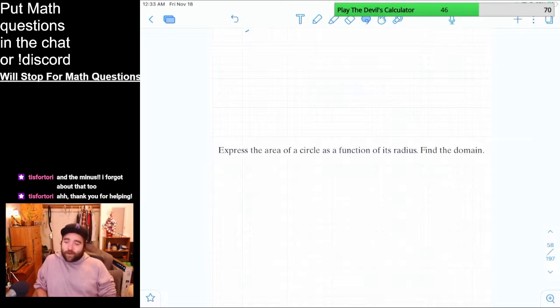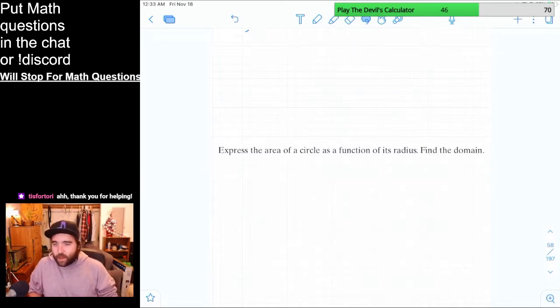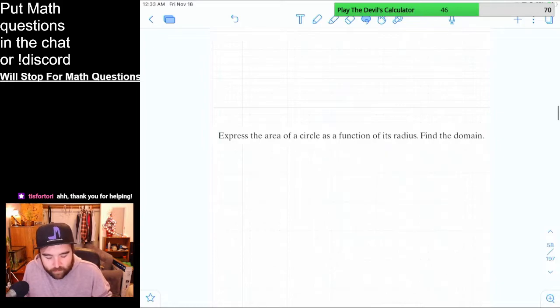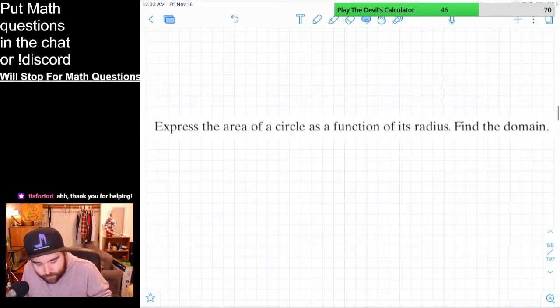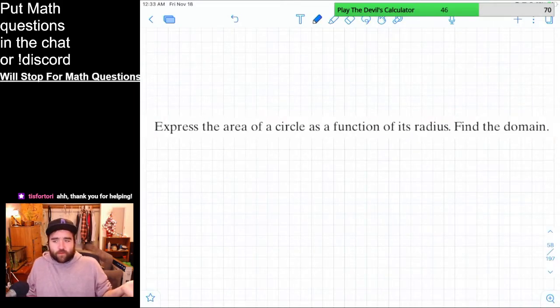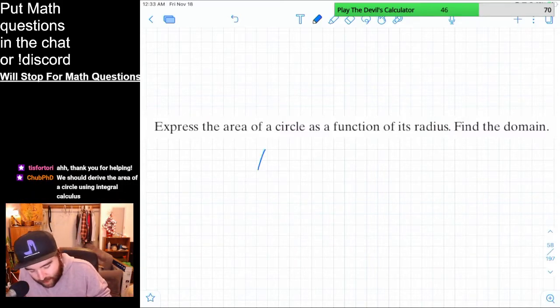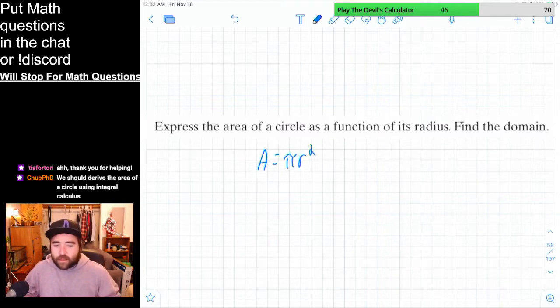All right, so we're talking about domain. I think this is a weird question to include in the domain section, but heck, they give it to us, so we'll do it. So express the area of a circle as a function of its radius. So, I mean, do we know the formula for the area of a circle? I think we should. It's A equals pi r squared. So I think that's all they're really asking.